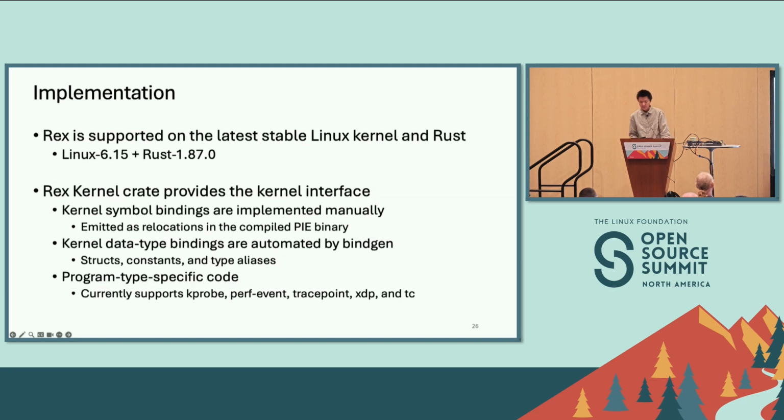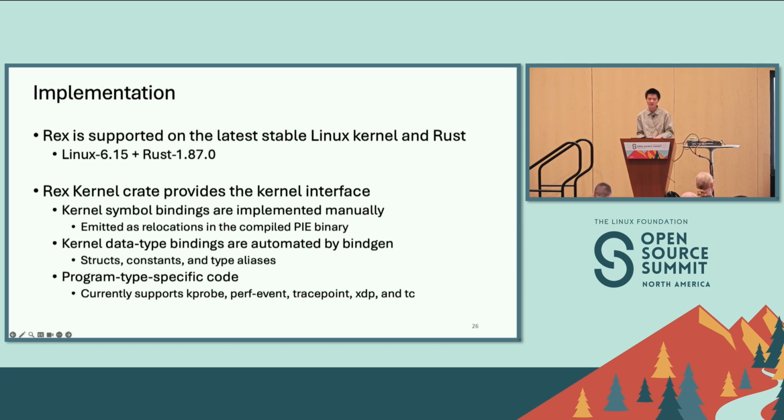All right. So implementation-wise, we implement Rex on the latest stable version of Linux and Rust, which is currently Linux 6.15 and Rust 1.87.0. But we just keep rebasing the changes whenever new releases are rolled out. The Rex kernel crate, as we mentioned, implements the safe kernel interface for the Rex programs.